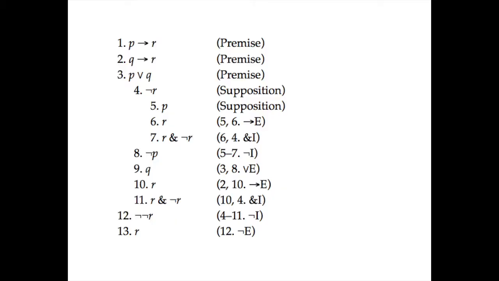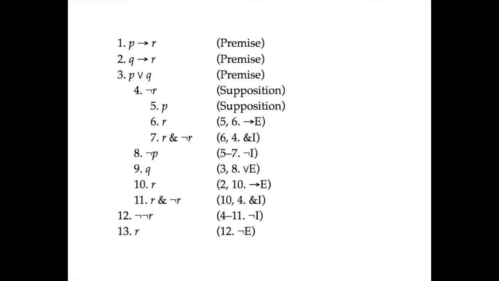Now, there's another problem I gave you that it's very important to see the answer to. This one had 3 premises. The premises were P arrow R, Q arrow R, and P or Q. And the conclusion is R. All right. And now this is a really interesting argument. This is an argument that's going to be important later on in the course. It's going to keep coming up again and again and again. So here's how you prove it.